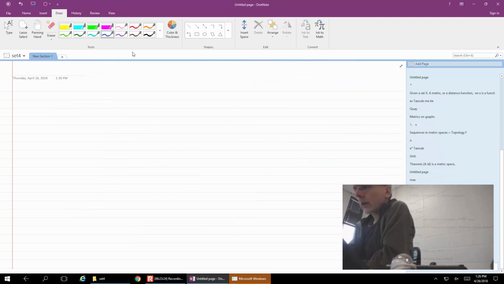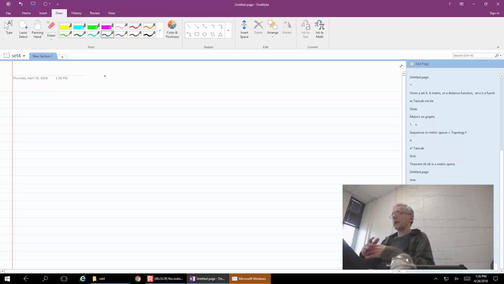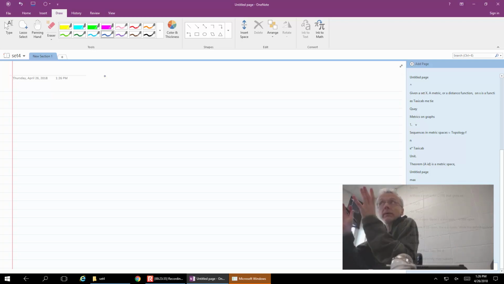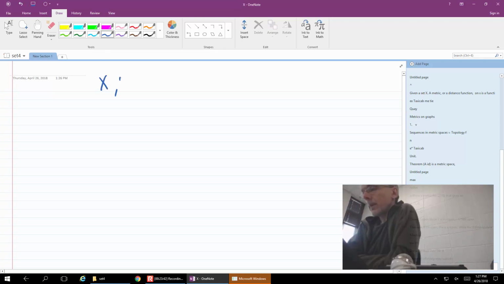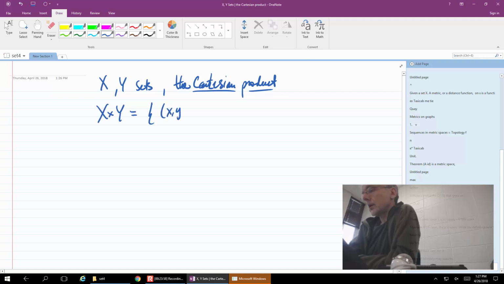Okay, the Cartesian product is also worth remembering. So we're doing the set theory constructions with sets. We have union and intersection of any number, we have complements, we have functions, and we have a Cartesian product. So X and Y are sets, and the Cartesian product X cross Y is the set of pairs (x, y), with x in X and y in Y.